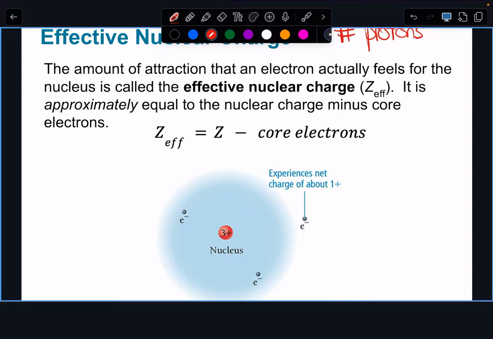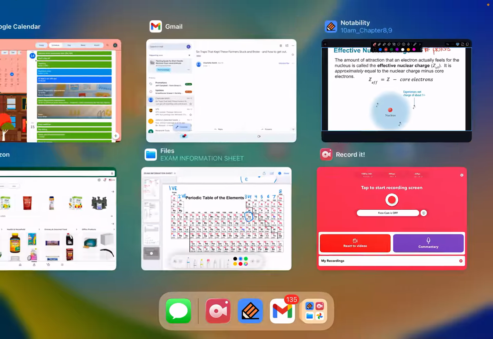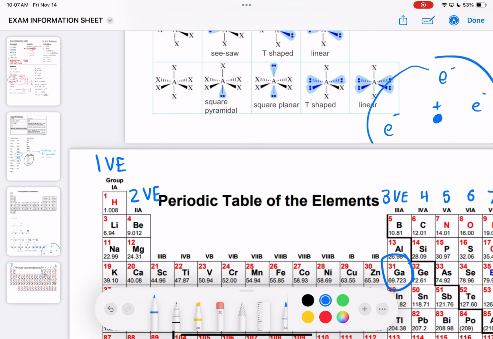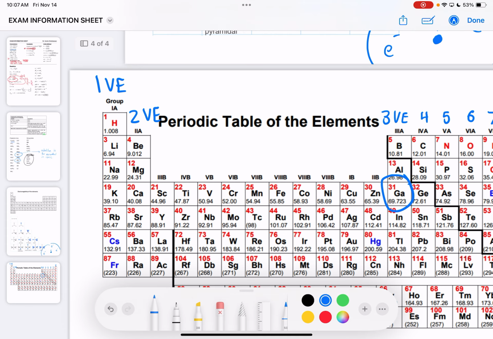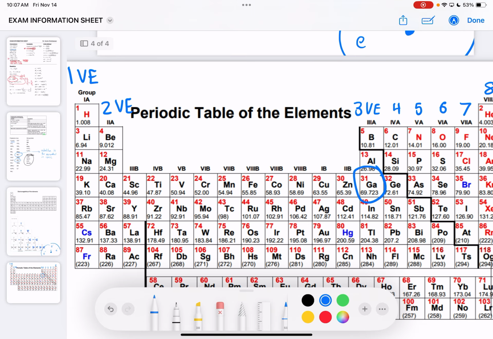This actually ends up corresponding to the number of valence electrons. So if you look at the first column, let me switch over to this. And we'll validate this with electron configurations in a second. But if you look at the first column, those are always going to have 1 valence electron. They will always have 1 electron in the 3s orbital.